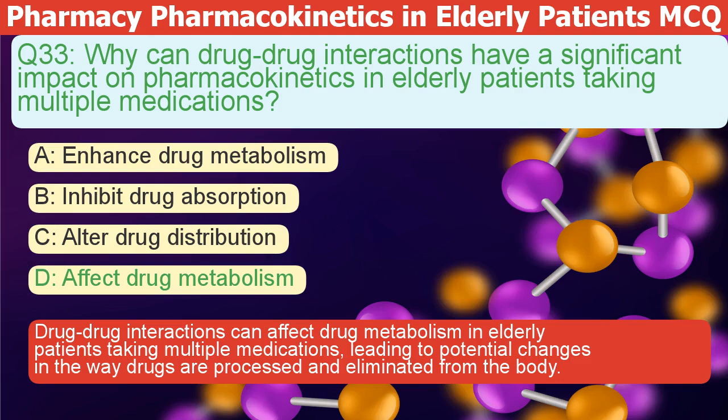Drug-drug interactions can affect drug metabolism in elderly patients taking multiple medications, leading to potential changes in how drugs are processed and eliminated from the body.